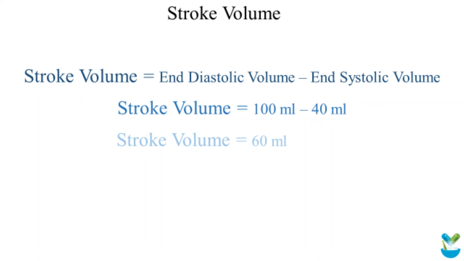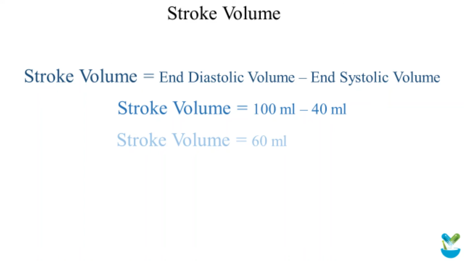Now, what are these two? What is diastolic volume and systolic volume? You must know the terms diastole and systole. Diastole means when ventricles relax and systole means when ventricles contract. Okay, so I have put the number values here to make it easy for you. End diastolic volume is when ventricles relax. So the amount of blood which is filled in the ventricles, that is end diastolic volume. Let's suppose when the ventricles relax, it's 100 ml of blood which is filled in the ventricles. So that is EDV, end diastolic volume.